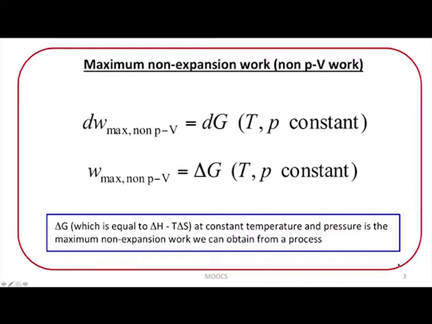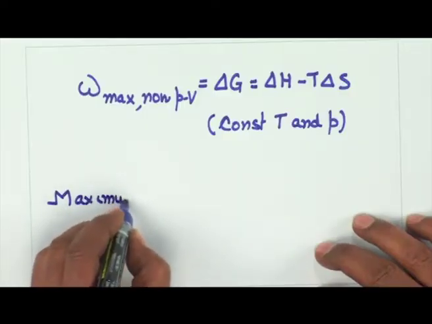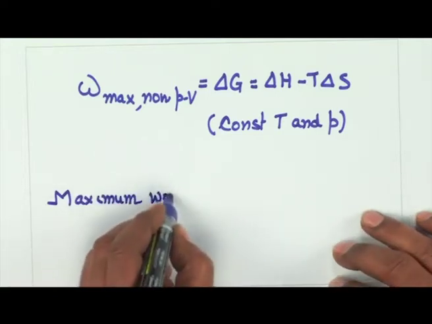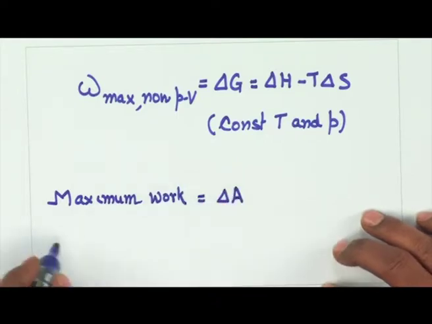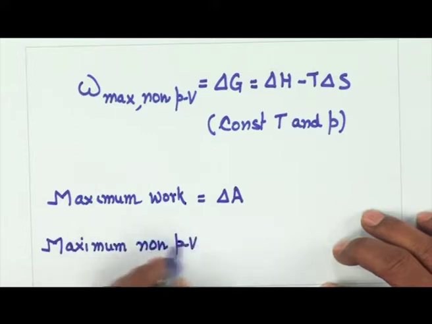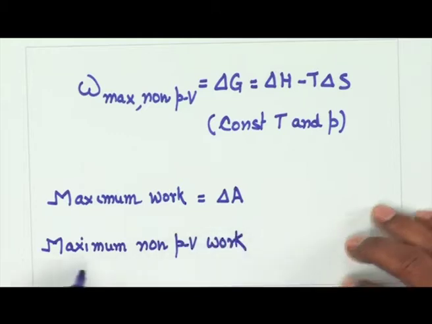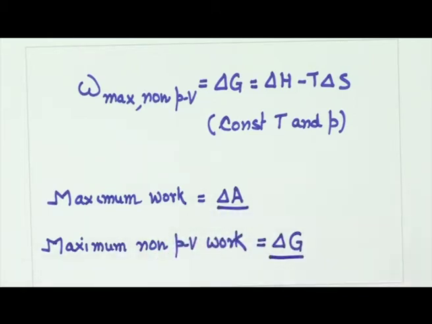So, the points to be remembered: if we are interested in knowing just the maximum work, we have to act upon A. We need to know delta A. And if we are interested in knowing the maximum non-pressure-volume work, this is given by delta G. Of course, this is at constant temperature and pressure. Let us not forget the constraints.